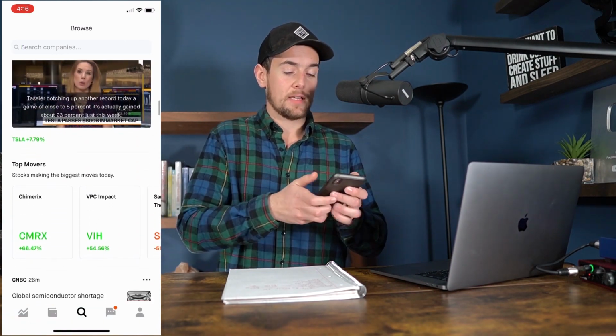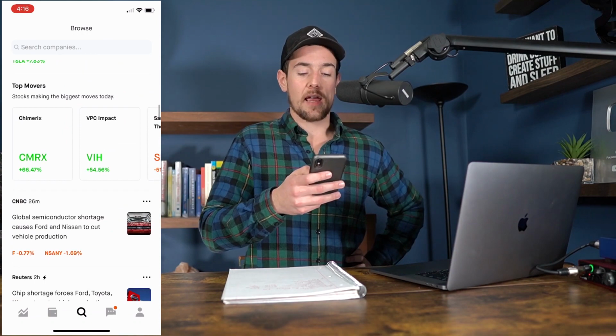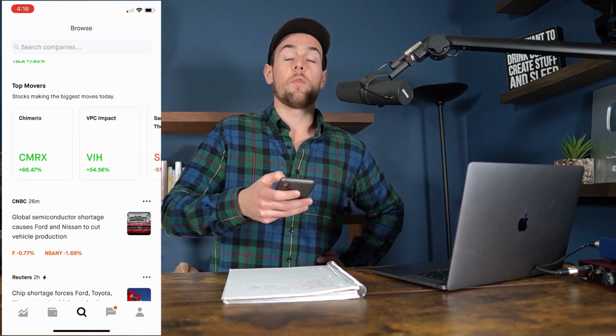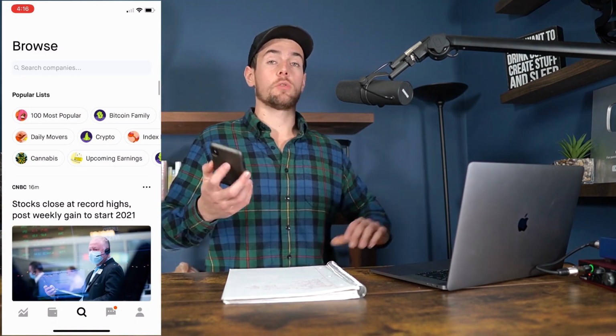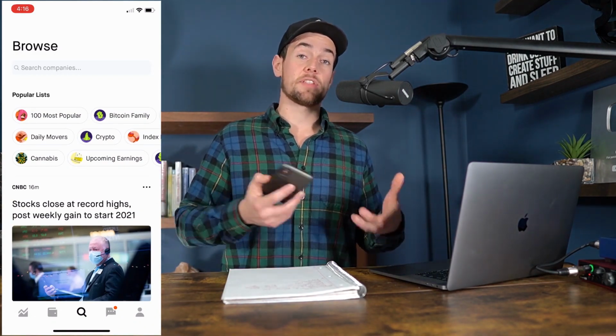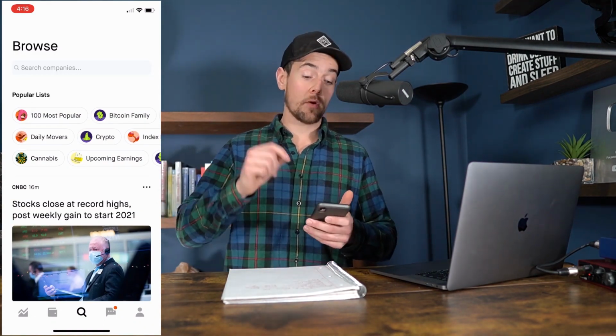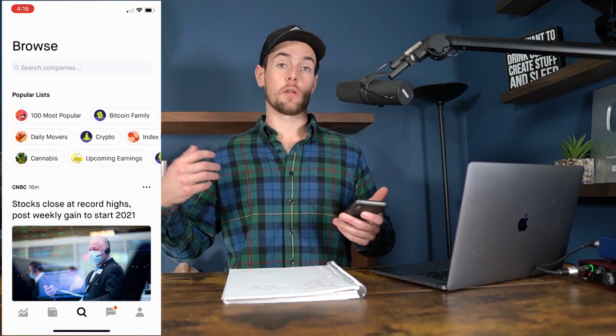And then one of my favorite things to look at is the top movers for the day to see what stocks are moving up or moving down the most. Now, that being said, let's say you're looking to do some research on a given stock that you want to invest in. There are a couple of good research tools on Robinhood.